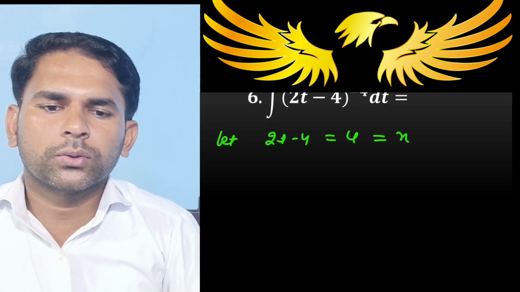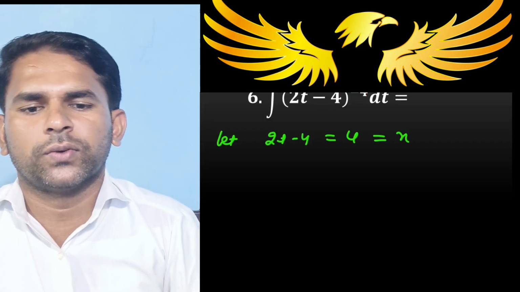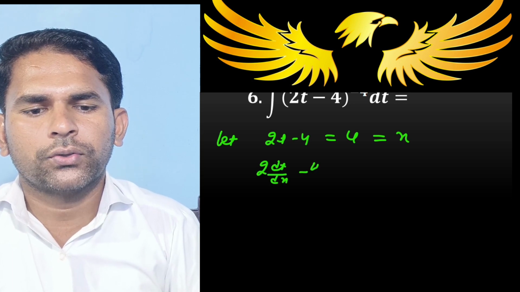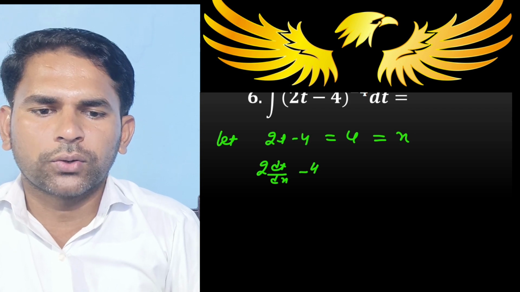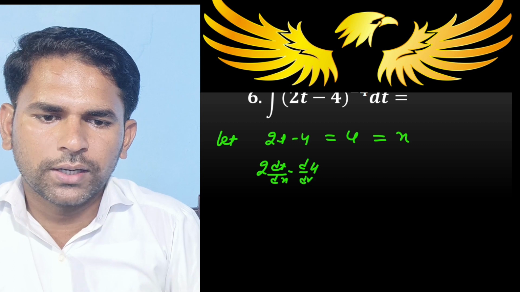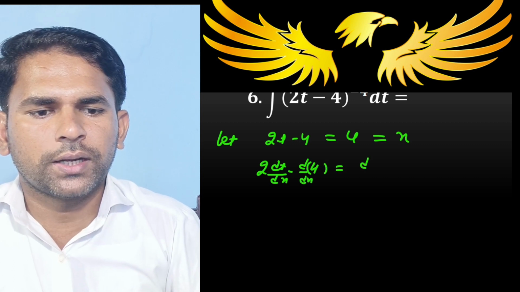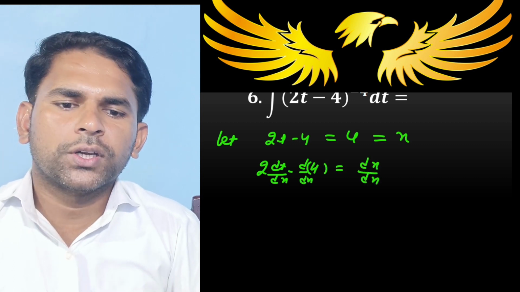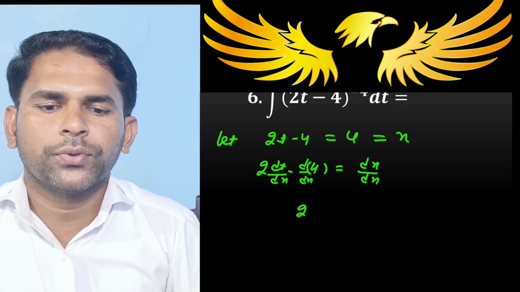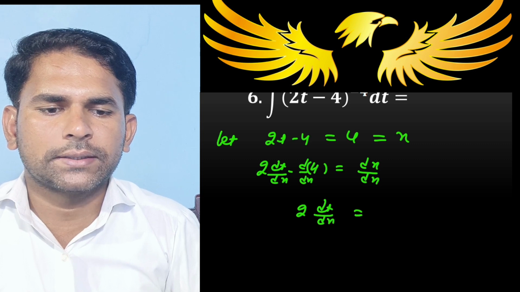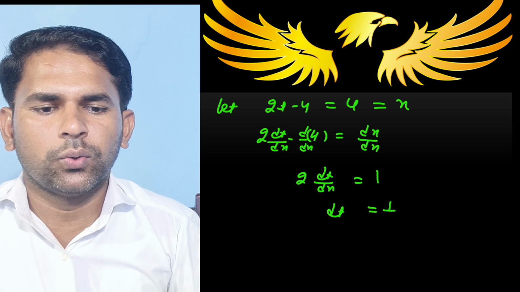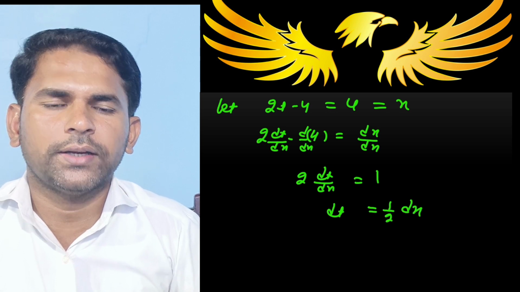Okay, so differentiate this value with respect to x. So we can write 2 dt upon dx minus d over dx of 4. Now 4 is a constant value, so differentiation of 4 will be 0. So finally we can write 2 dt over dx is equal to 1. So dt is equal to 1 upon 2 dx.